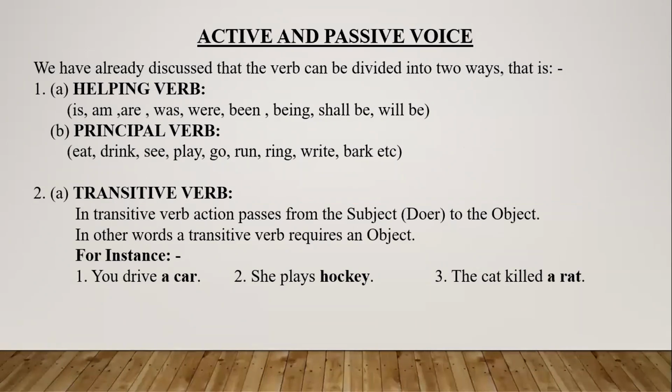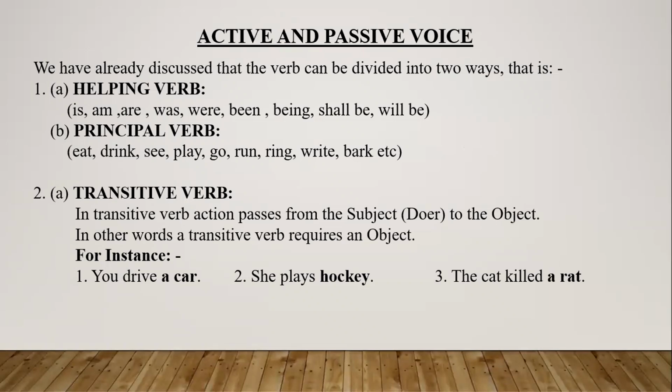First of all, before starting active and passive voice, we should know how many kinds of verbs we have. We have already discussed that the verb can be divided into two kinds: number one, helping verb, and number two, principal verb. What is a helping verb? We usually use in our sentences is, am, are, was, were, been, being, shall be, will be. Number two, principal verbs, which we use to make a sentence, like eat, drink, see, play, go, run, write, bark, etc.